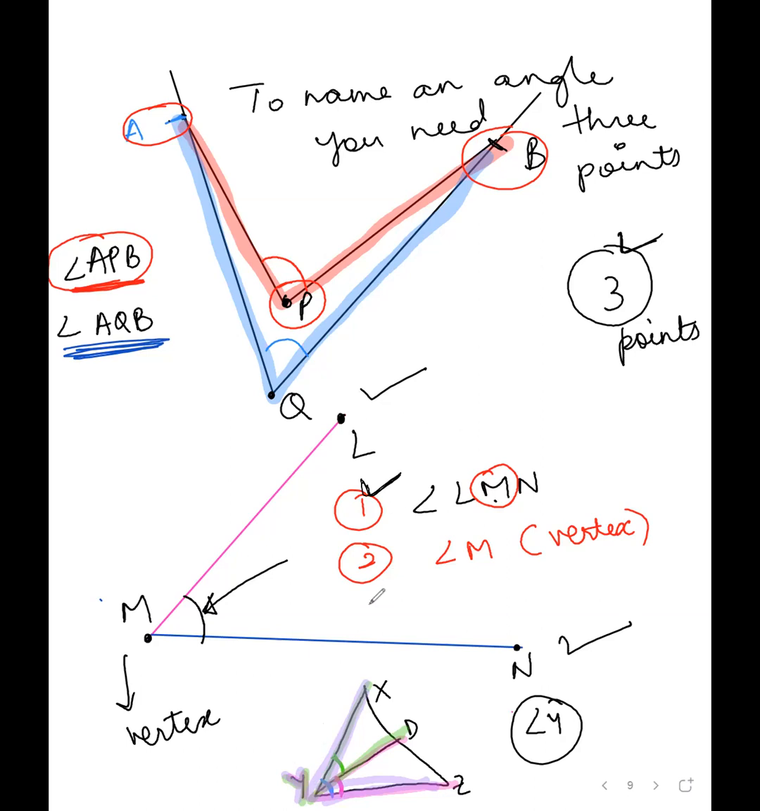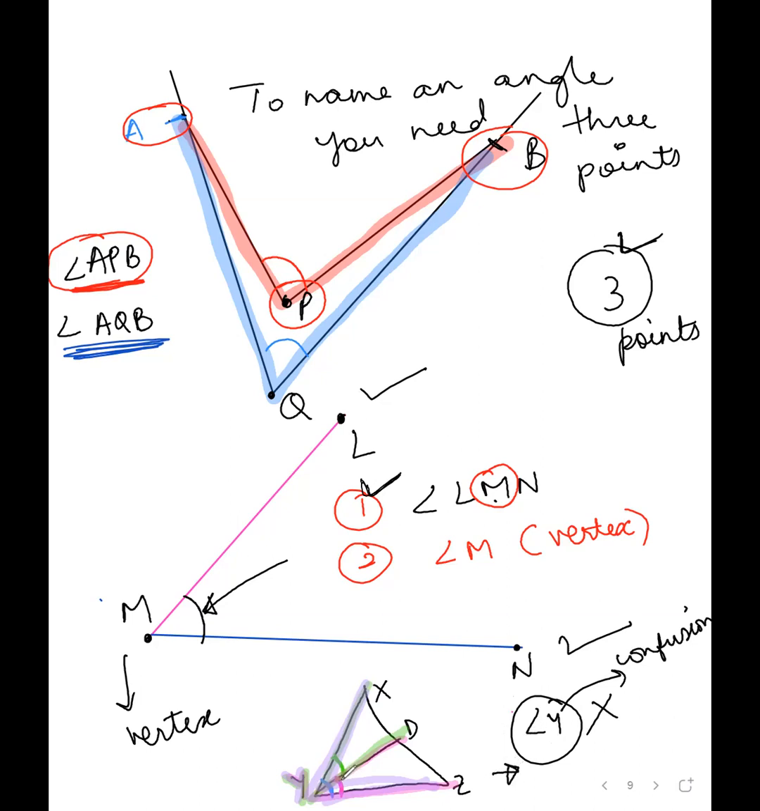Yeah. So like in X, Y, D, and Z, for that one, we can just name it angle Y. No, we cannot name it angle Y. We'll have to be specific. Which one are you talking about? Because if you say angle Y, then there will be confusion. Which one are you referring to exactly? So you have to be specific.